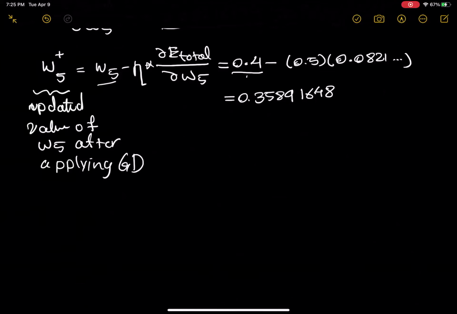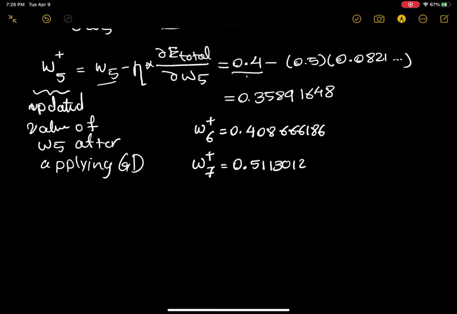So by the same token, if you do the same calculation, W6 would give you 0.486666186. W7 would give you 0.511301270. W8 plus would give you 0.613702121. Okay, so we have all these W's.